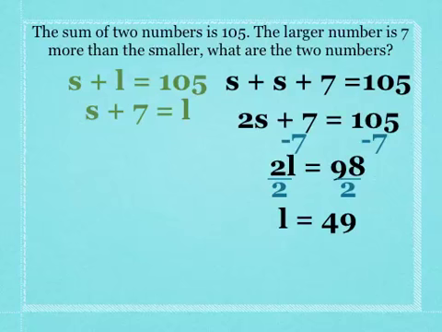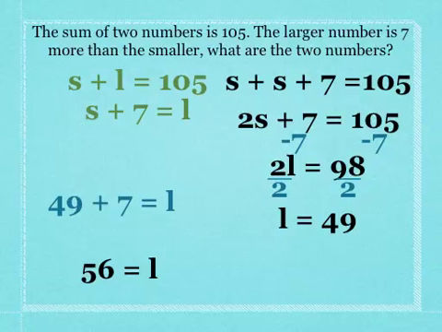Now I'm going to be able to plug that in for s into the second equation because it's going to be super easy. I can say 49 plus 7 equals L, and then you get 49 plus 7 is 56. So your two numbers would be 56 and 49. I apologize, I made a typo on those two, that 2L equals 98 and L equals 49. Both of those should be s's.